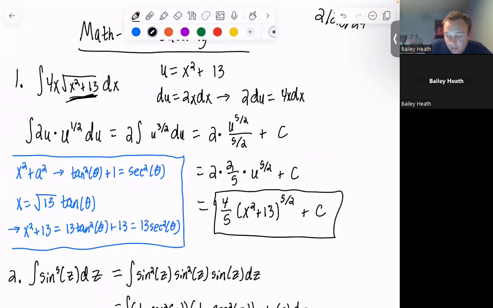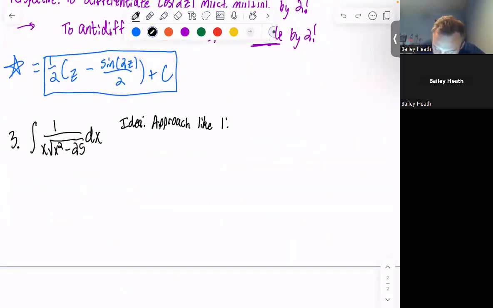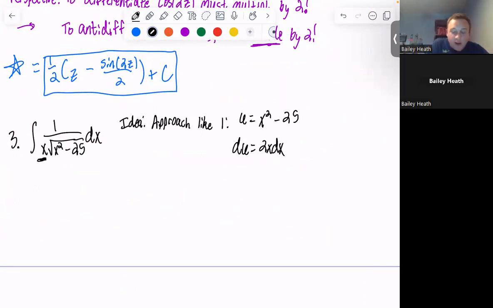So in problem 1, what we did was we said, oh, look, if I make u x squared plus 13, then my du is already sitting out here. Well, kind of, you need to multiply by 2, right? But basically, my du is already sitting out there up to a constant multiple. And you might think kind of the same thing here. If I set u equals x squared minus 25, well then, hey, du is 2x dx, and would you look at that, I've got an x sitting right out here.